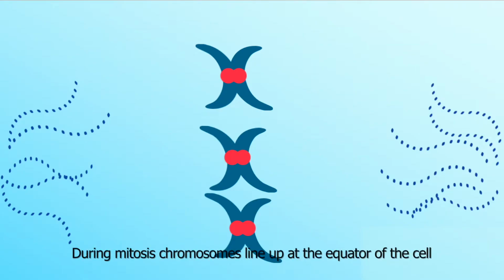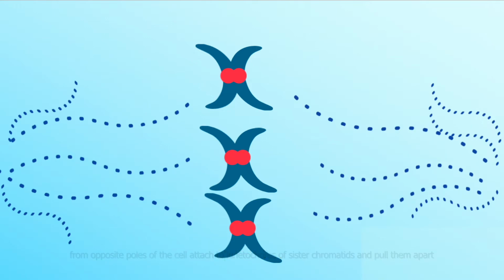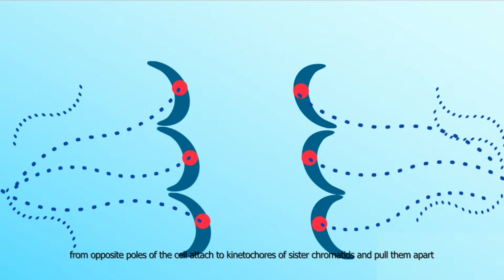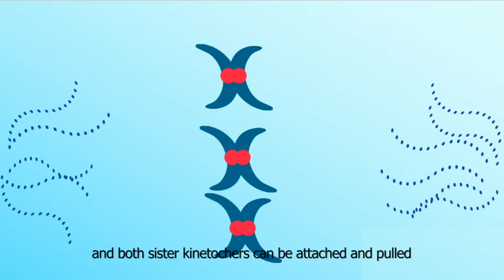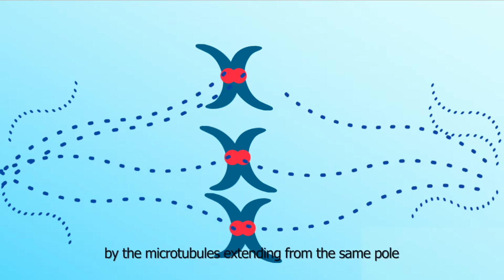During mitosis, chromosomes line up at the equator of the cell. Correct biorientation happens as microtubules extending from opposite poles of the cell attach to kinetochores of sister chromatids and pull them apart. Attachment of microtubules to kinetochores might be faulty, and both sister kinetochores can be attached and pulled by the microtubules extending from the same pole.